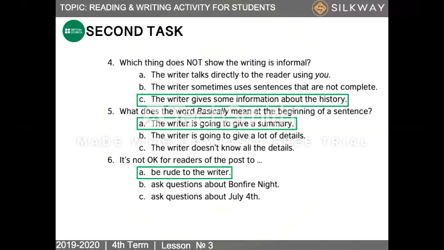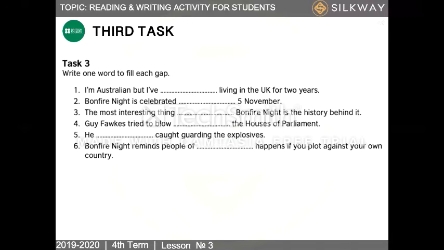Now, let's move on to our third task. So for our third task, what you need to do is to write one word to fill each gap. So you need to write a word here to fill each gap. So this activity is a piece of cake for you if you understand our text. Are you ready? Let's begin. So once again, you have 2 minutes to answer this. Your timer starts now.